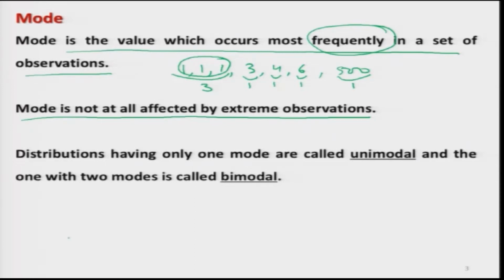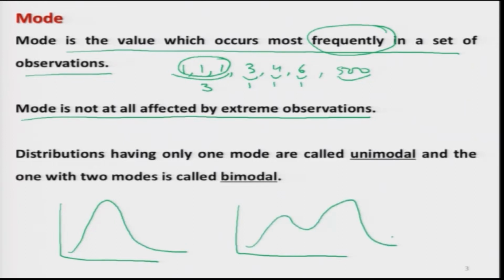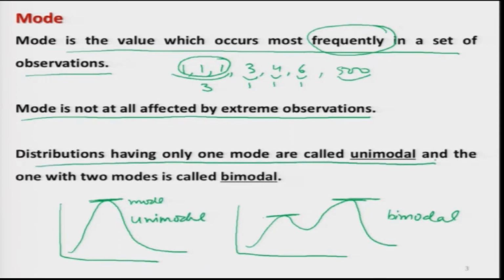And if you try to plot the frequency curve, suppose I have these two types of frequency curve, one is going to look like this and another is going to look like this. You can see that here there is only one mode, but here, although the mode is only one, there are 2 peaks. So, we call such a distribution bimodal, and the first case is called unimodal. All distributions having only one mode are called unimodal, and all those distributions which have 2 modes are called bimodal.